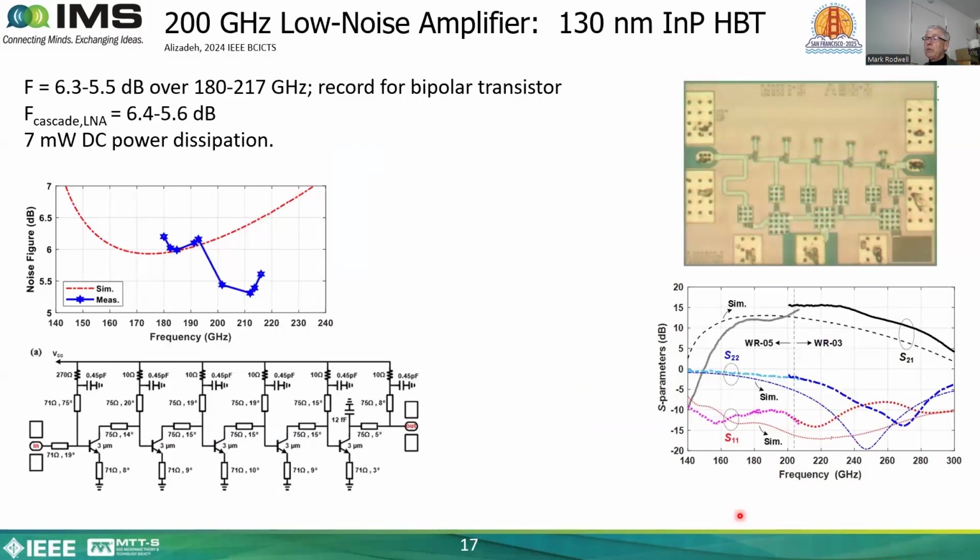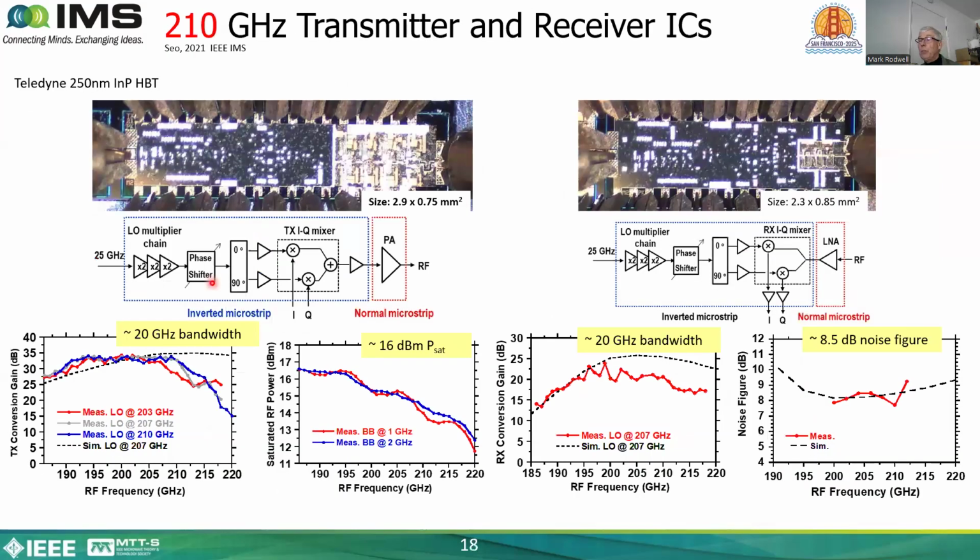Here in the indium phosphide technology is an example of a low noise amplifier at 200 gigahertz with a noise figure in the range of about 5.5 to 6 dB. Moving from basic circuit blocks to full transceivers, here's an integrated transmitter and an integrated receiver. The transmitter takes a local oscillator reference at 25 gigahertz, multiplies it in frequency to make a 200 gigahertz local oscillator, and uses an IQ mixer to take the baseband data and bring it up to the modulated RF carrier frequency. The receiver block diagram is similar, with the signals flowing in the opposite direction.